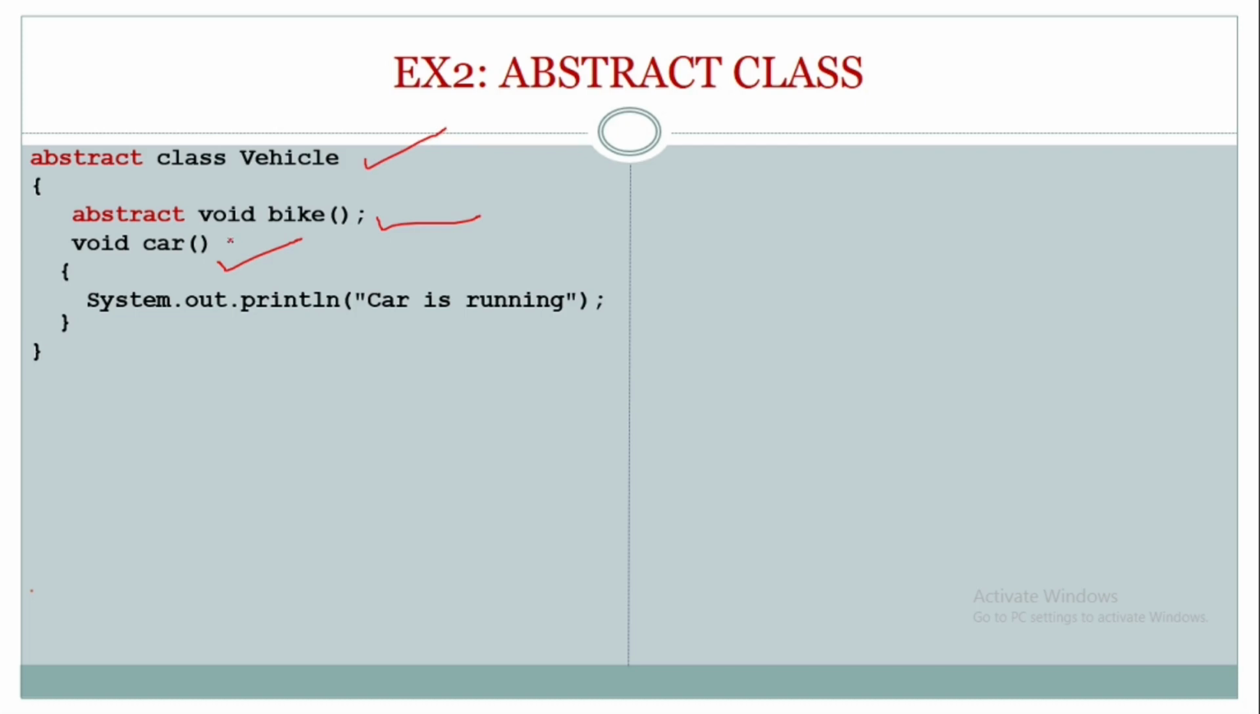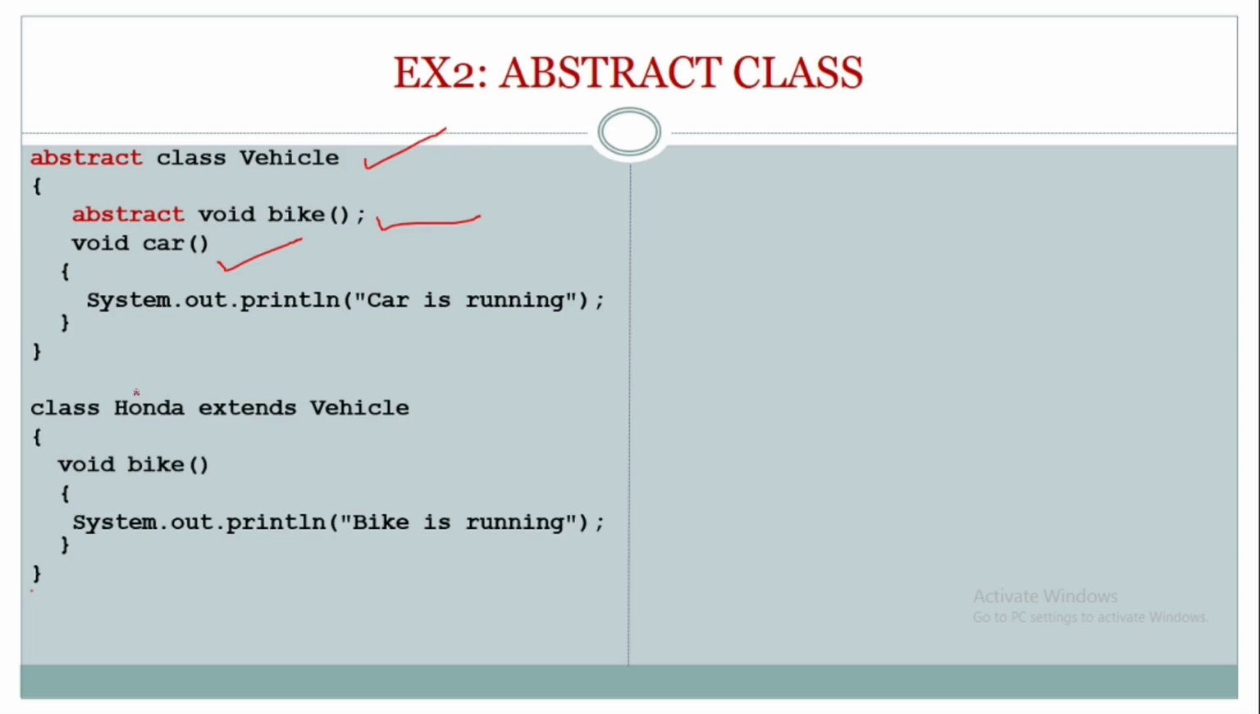What is an abstract method? It is a method which doesn't have any definition and doesn't have any body. That is called an abstract method. Now this abstract method has to be implemented in the subclasses. Now let me create a subclass of class Vehicle.